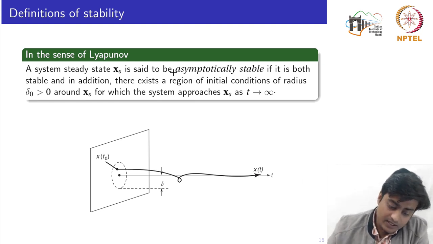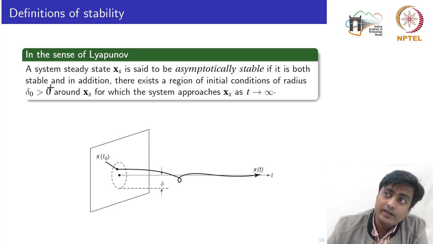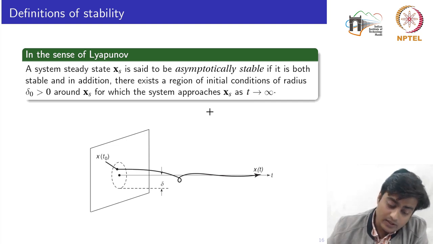Now, another definition is about asymptotic stability: the system is both stable in the sense we have defined in the previous slide, and in addition there exists a region of initial conditions of radius delta naught, which is again positive, around the steady state. This is the steady state point, for which the system approaches the steady state as t tends to infinity. Now this steady state could be 0 also. Like in the case of the simple pendulum, one of the steady states was 0.